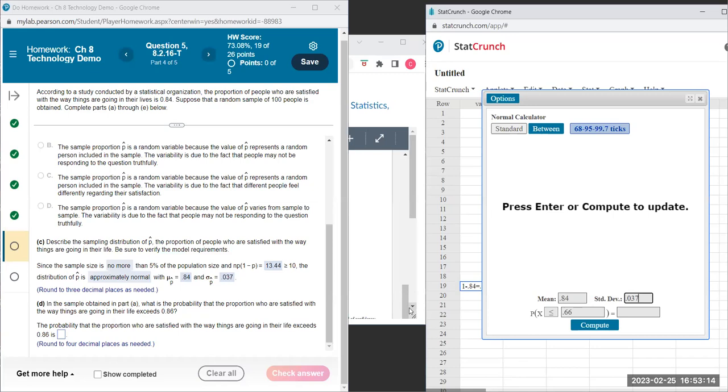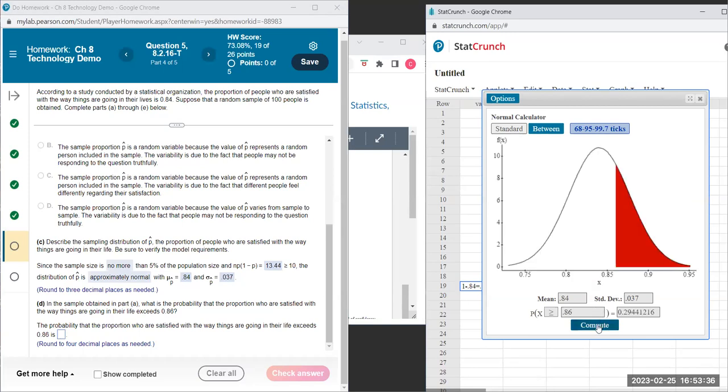And then let's see, what are the odds that the proportion who are satisfied with the way things are going exceeds, so greater than 0.86? So here, I'll put on the tick marks. What percent is taken up by this? So about 29%, before rounding to decimal places.